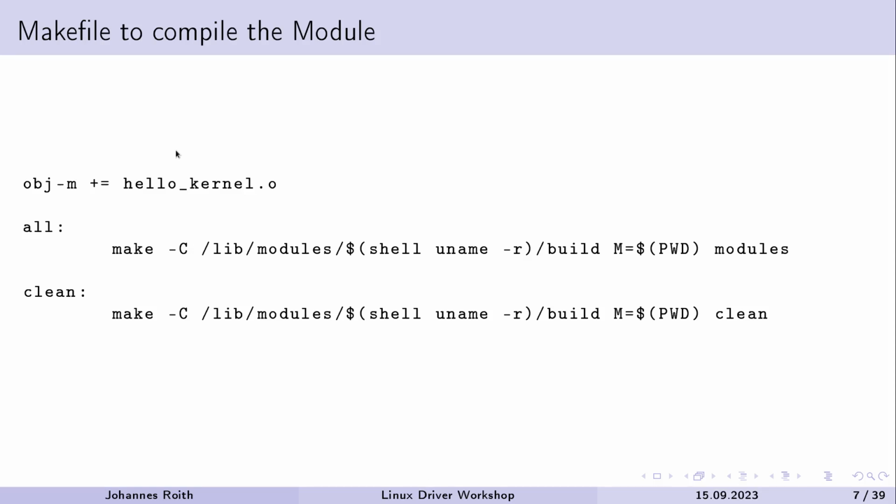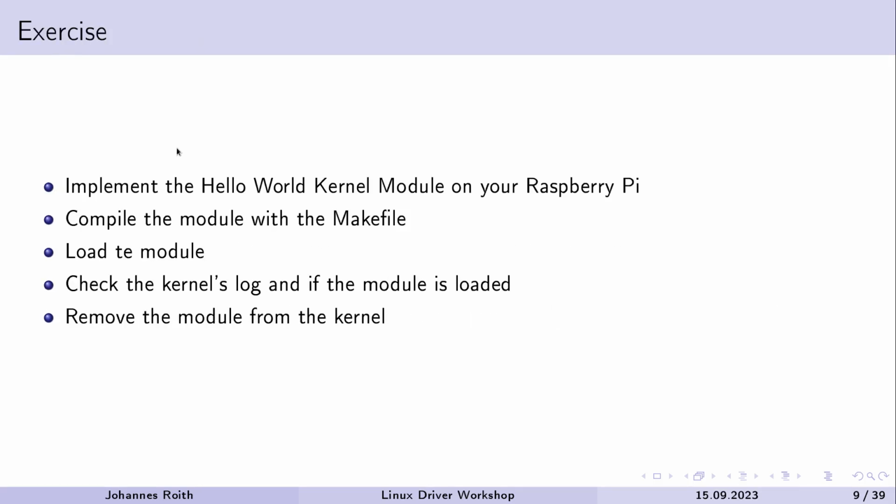Okay, so now it's time for your first exercise. Because this is a workshop, it should be interactive. Okay, here in my video, I will do it for you. So the exercise now is to implement a Hello World Linux kernel module on our Raspberry Pi, to compile the module with a Makefile, to load the module, to check the kernel's log and if the module is loaded, and then remove the module from the kernel.